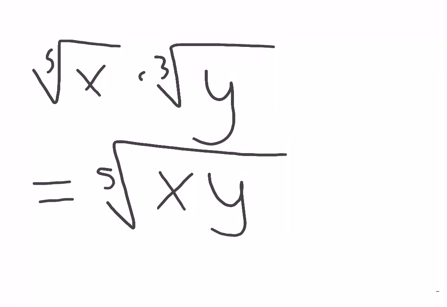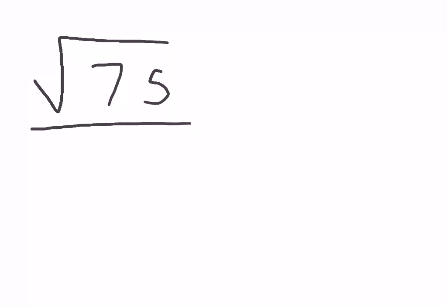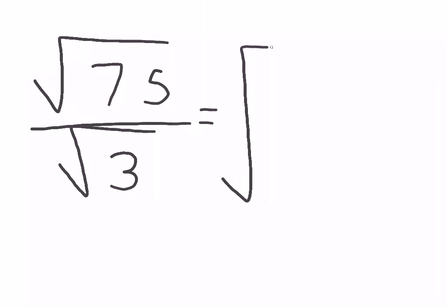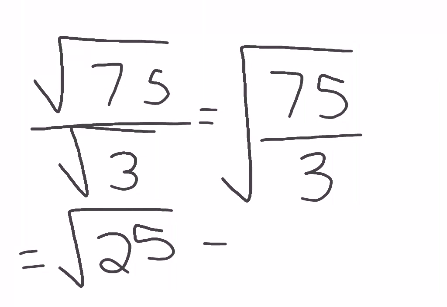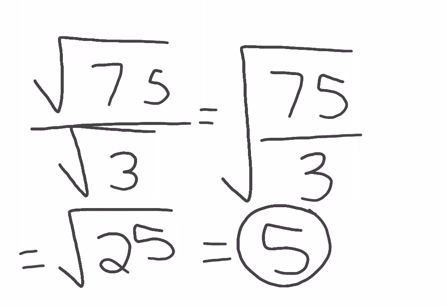So with that being said, let's go ahead and look at this right here. This is just another problem. On this worksheet, I have the square root of 75 over the square root of 3. Now, from the properties that we just looked at, we know that that is the same thing as the square root of 75 over 3, which simplifies really nicely to the square root of 25, since 75 divided by 3 is just 25. And we know the square root of 25 is 5. So that would be our answer.